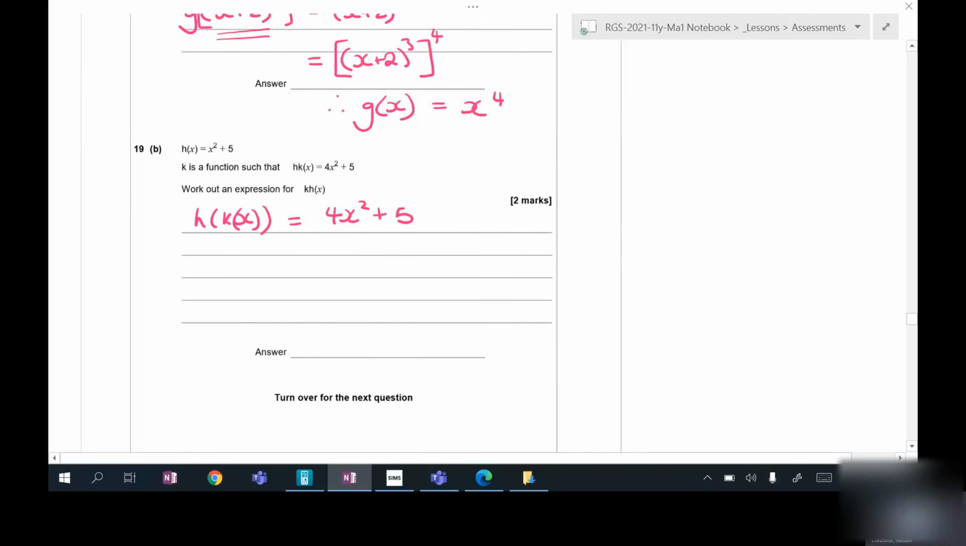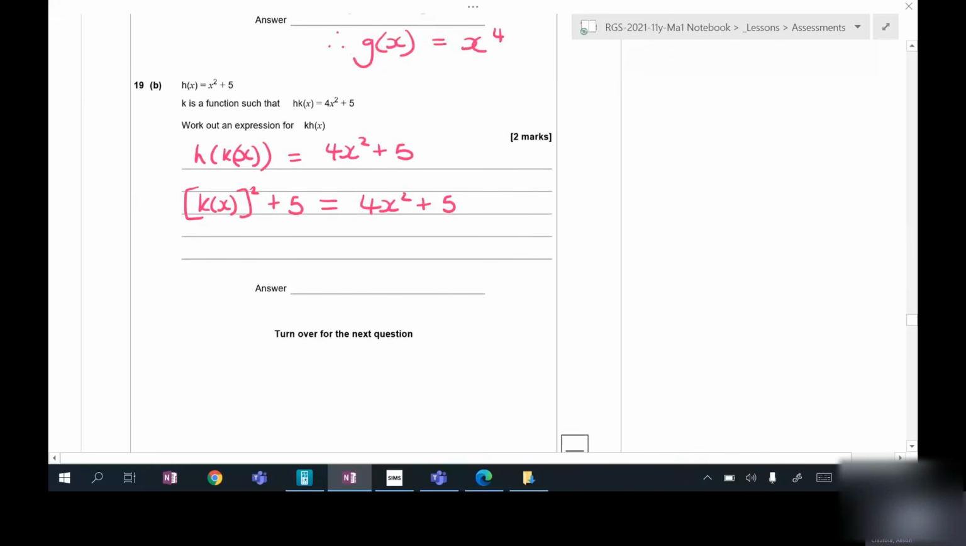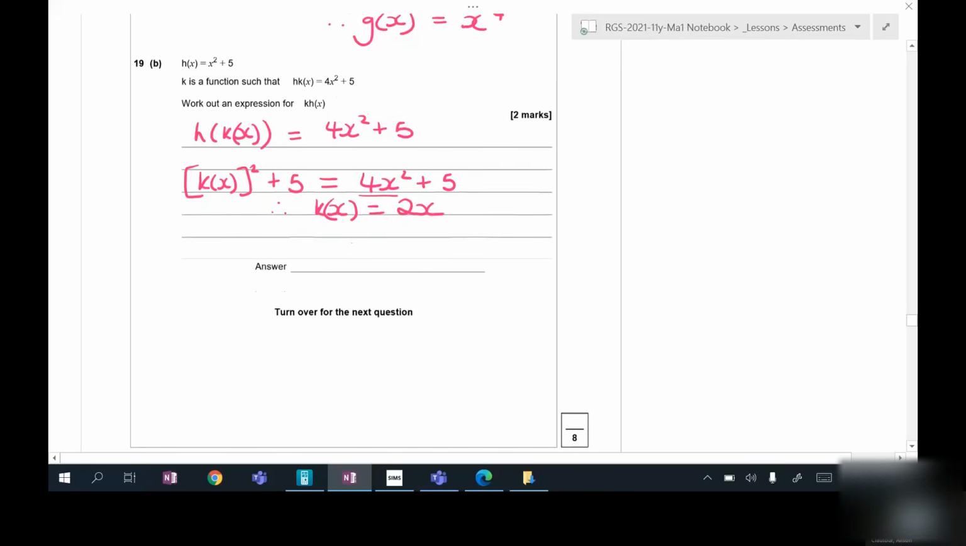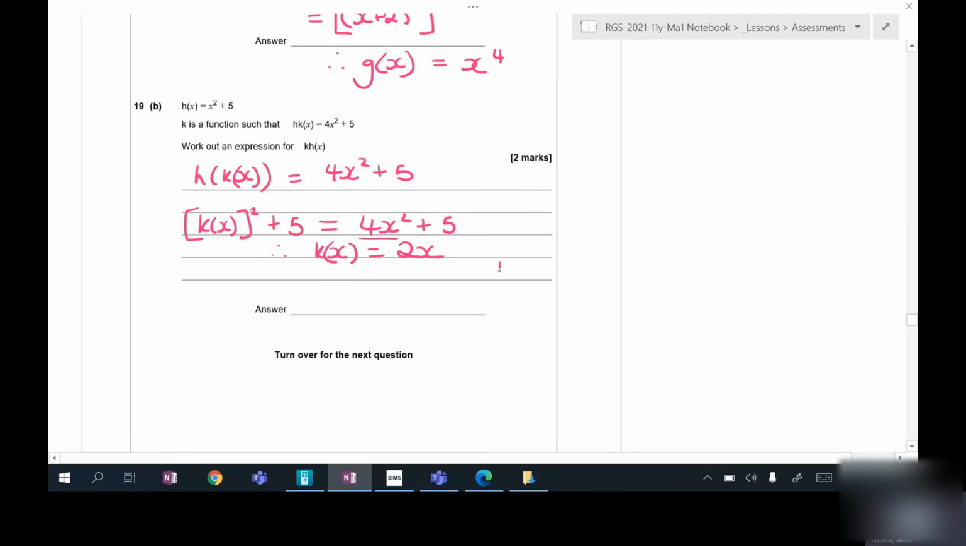So we've subbed the function k into h. So whatever k of x was, we squared it and added 5 to get 4x squared plus 5. So k of x would have to be 2x. If you do 2x times 2x, that will give us this 4x squared. So now you know the 2 separate functions, you can work it out the other way around.